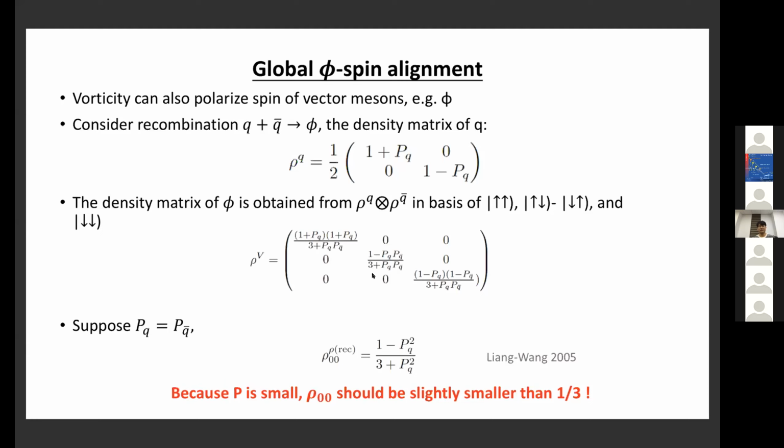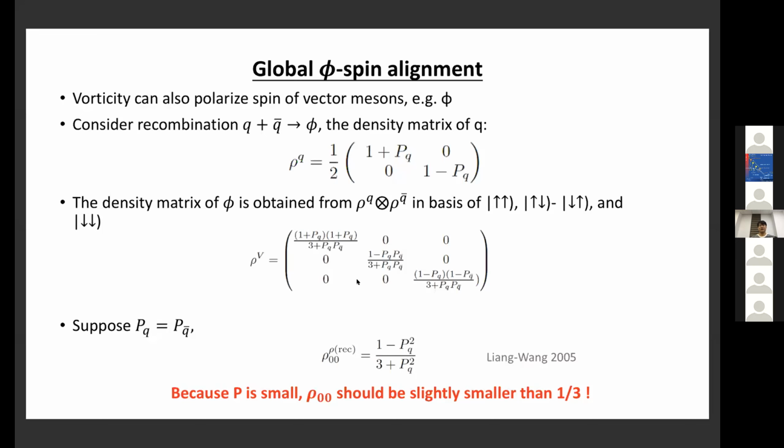And in this case, if you look at the 0,0 component of the spin density matrix of the vector meson, you can find that it is given by this formula, if the quarks and anti-quarks are polarized with the same magnitude and direction. This formula was first obtained by Zuo-Tang Liang and Xin-Nian Wang. And this formula shows that this rho 0,0 quantity should always be smaller than 1/3, and only slightly smaller than 1/3, because we already know that the vorticity contribution to the quark polarization should be very small.